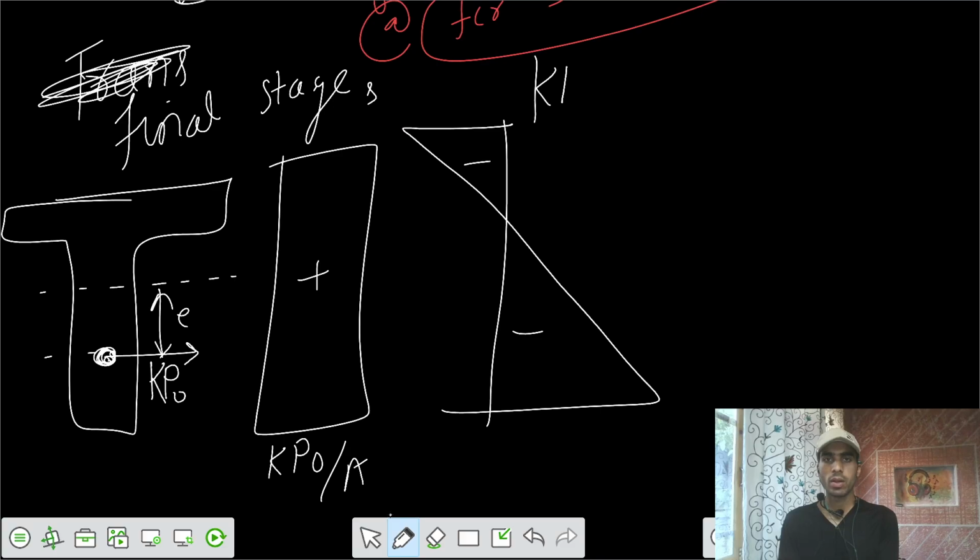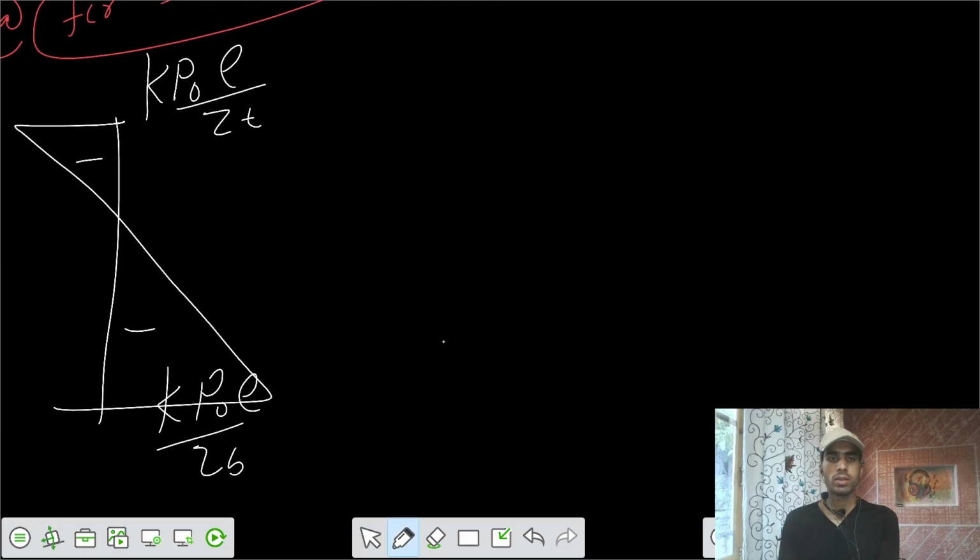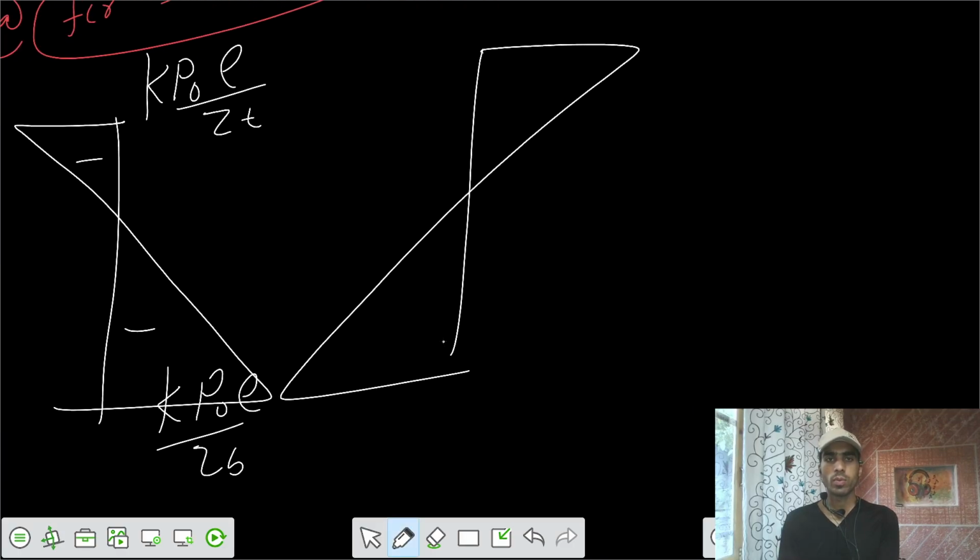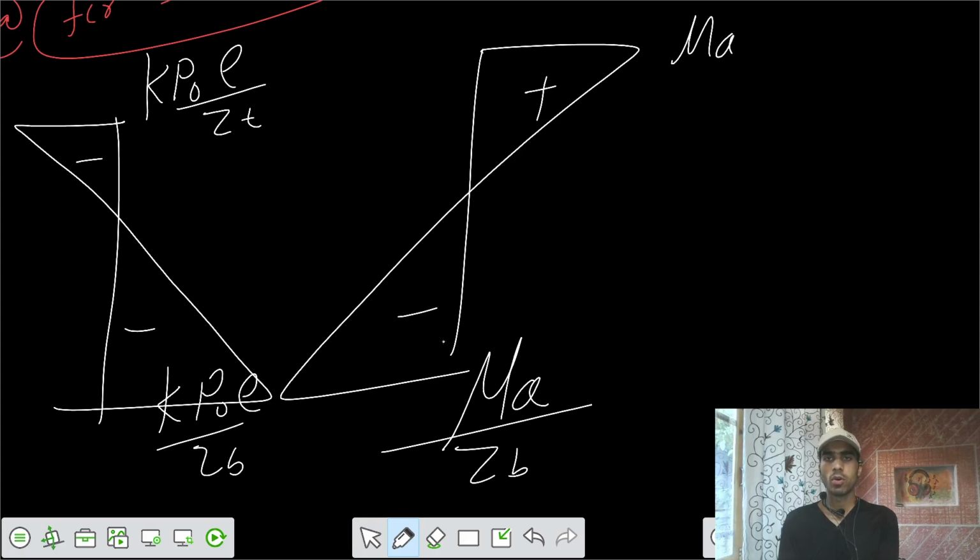So this is Kp naught e by Z top, and this one is Kp naught e by Z bottom, because of the effect of P and e. Then the third one is top compressive, bottom tensile, because of all those loads, M all by Z top, divided by Z bottom.